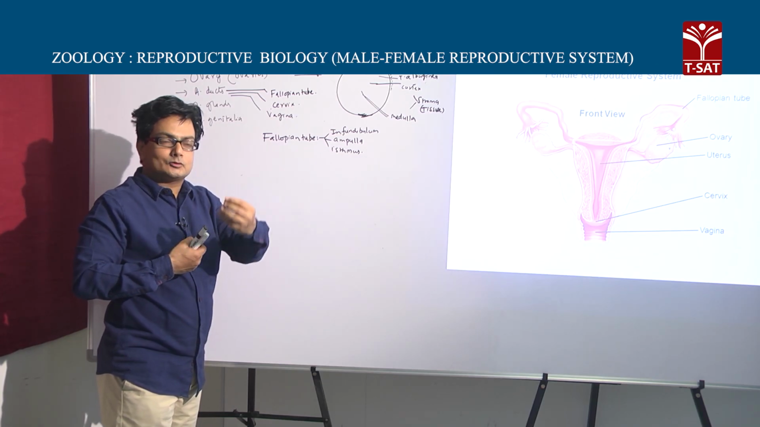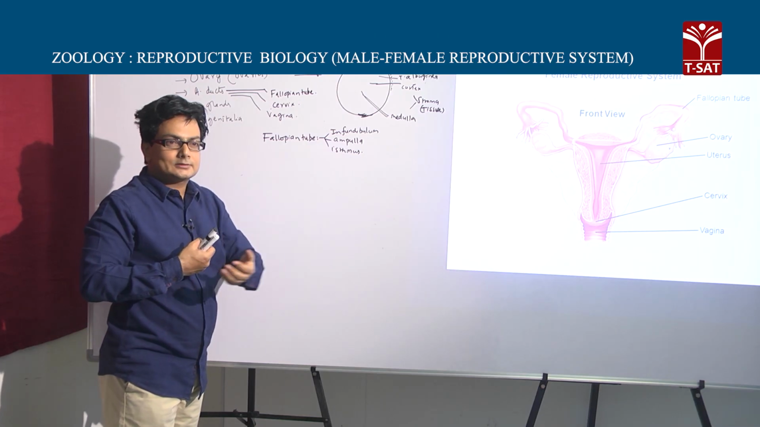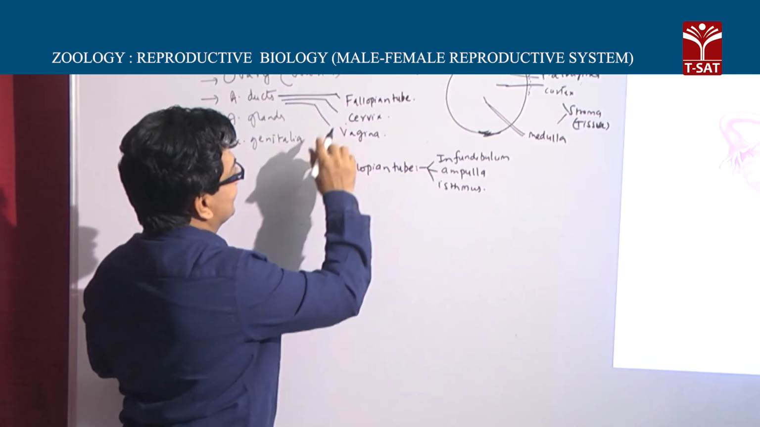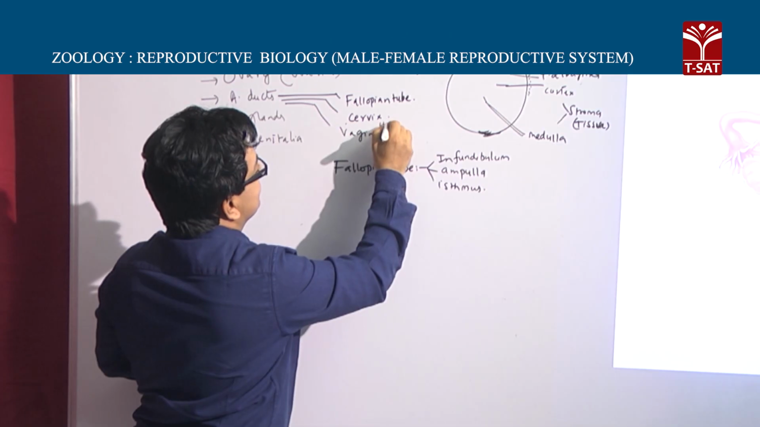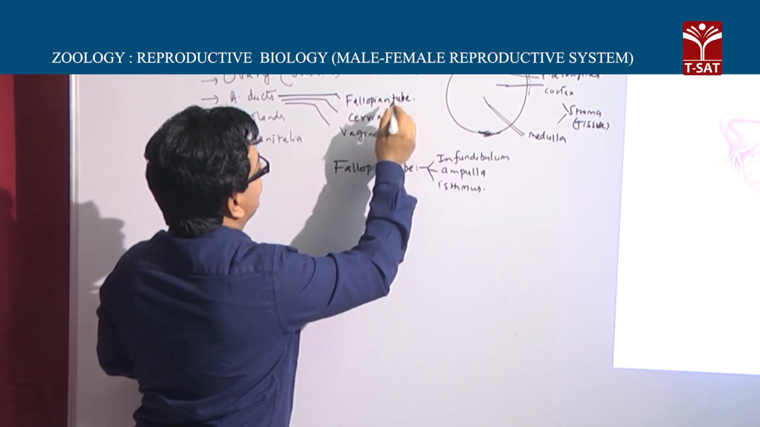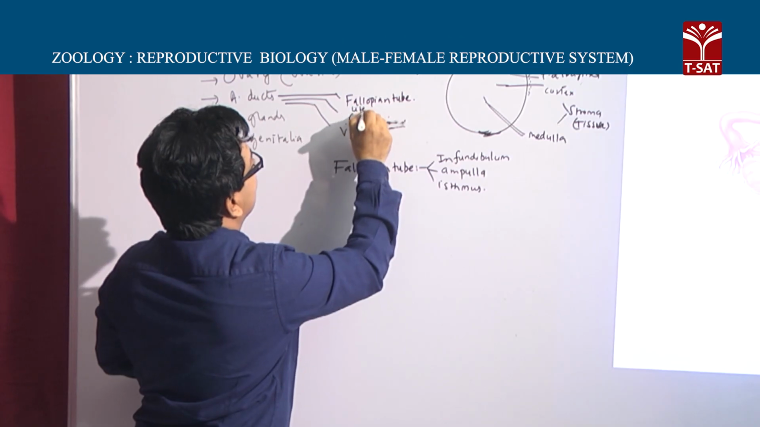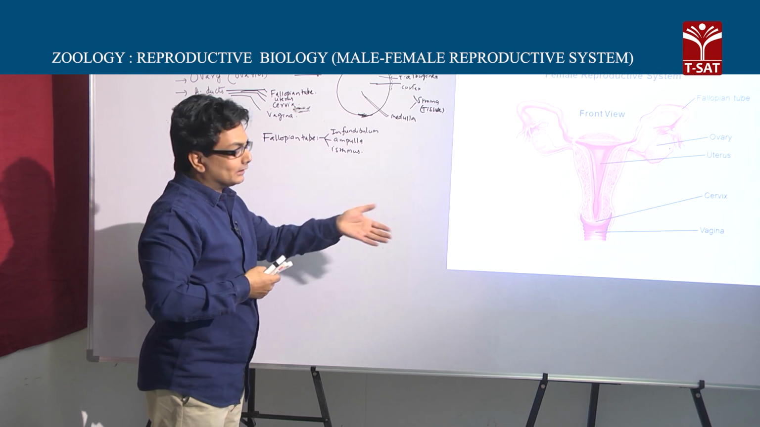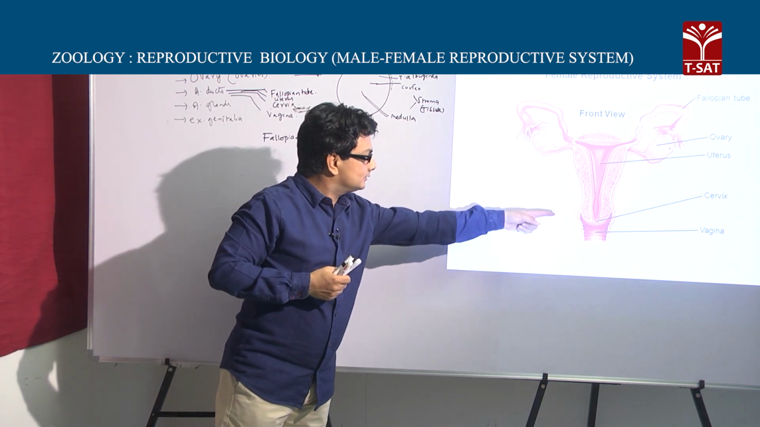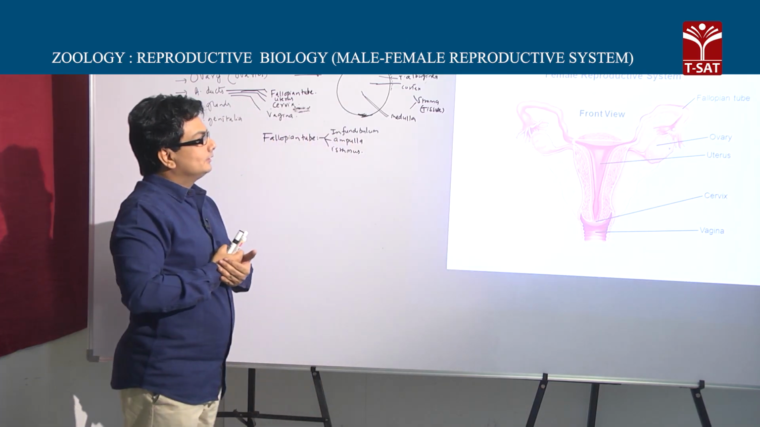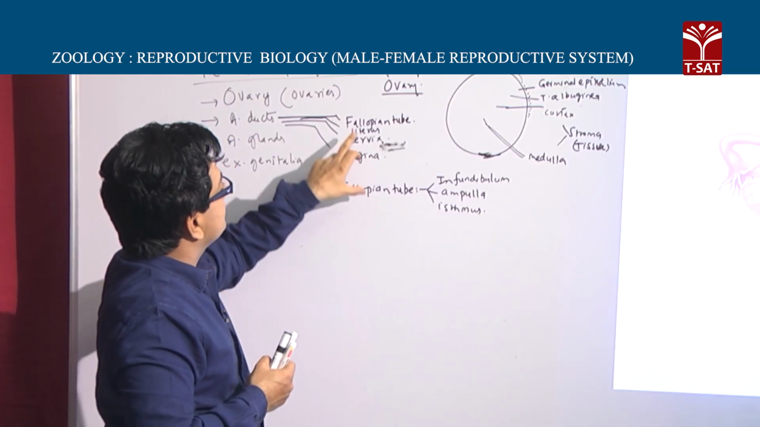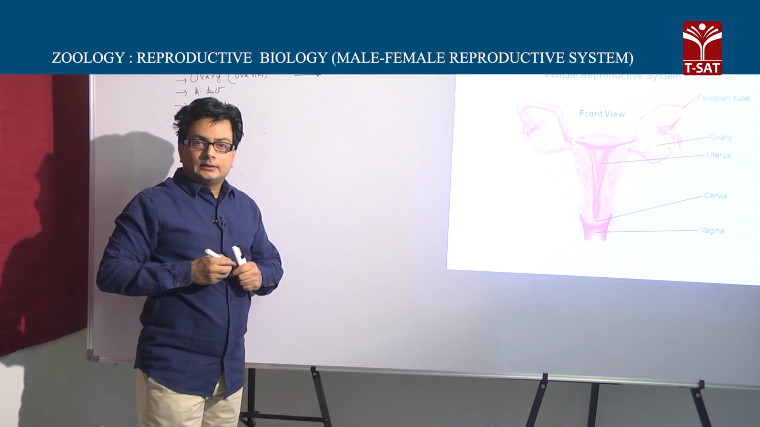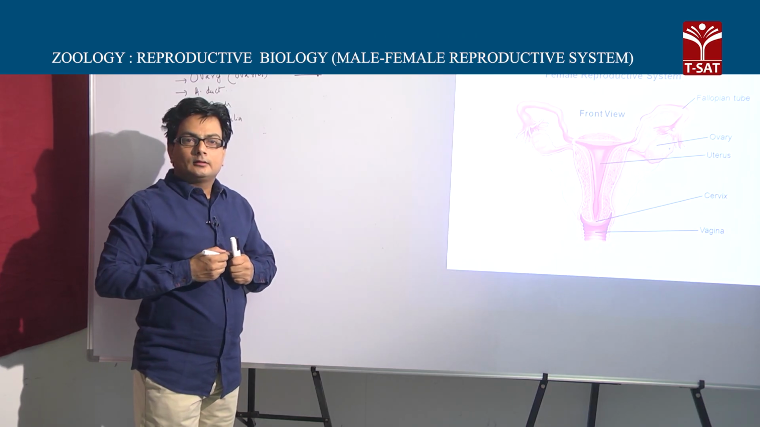The embryo's journey continues into the uterus, where implantation will occur. I'm sorry, I forgot to mention the uterus. This is the fallopian tube, followed by the uterus, which is followed by the cervix, and finally the vagina. So this is the uterus, cervix and the vagina. Let's start our journey into the story of this uterus. So we were talking about the accessory ducts in the female reproductive system.